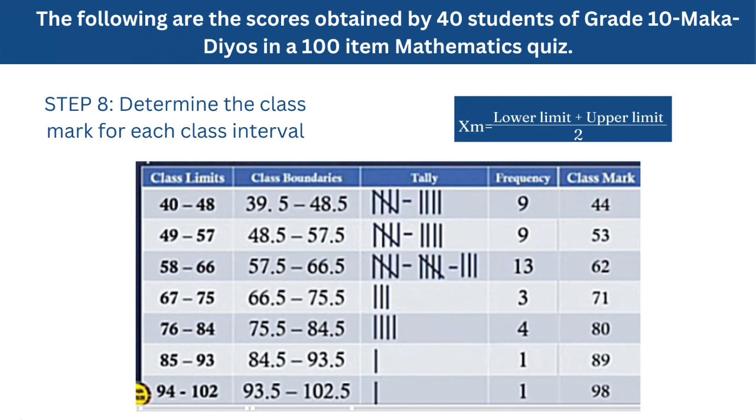So 49 plus 57 divided by 2 is 53. Next, 58 plus 66 divided by 2 is 62. 67 plus 75 divided by 2 is 71. 76 plus 84 divided by 2 is 80. 85 plus 93 divided by 2 is 89. And for the last one, 94 plus 102 divided by 2 is 98. So the results indicated in the table are our class marks.